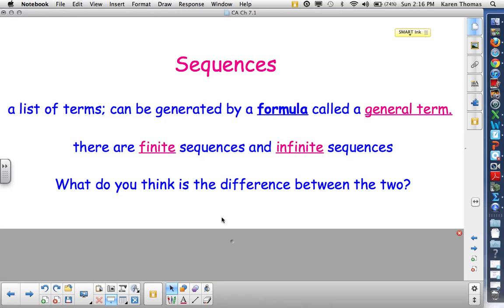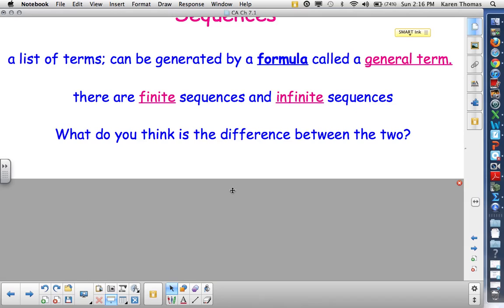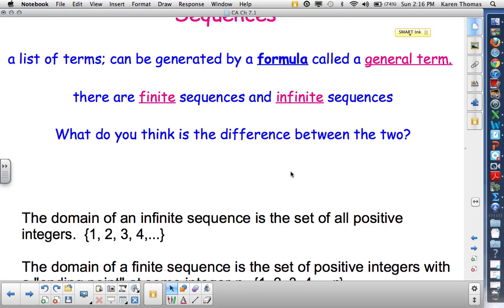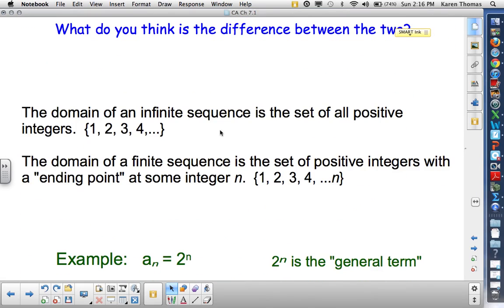We have things that are called finite sequences and infinite sequences. What do you think is the difference between the two? Please include an answer for this question on your notes. Some definitions for you on the domains of our finite and infinite sequences. The domain, the numbers we're going to put in for n or for x, for the first term, is the set of all positive integers starting with 1. You can think of them as counting numbers, and they go on to infinity. The domain of a finite sequence actually stops at some number n.